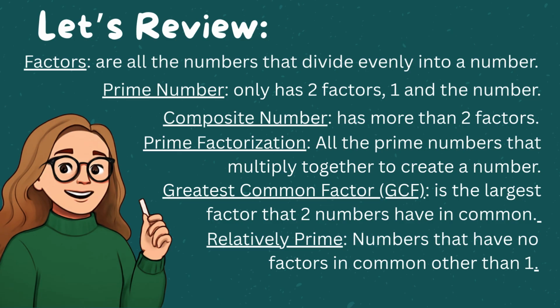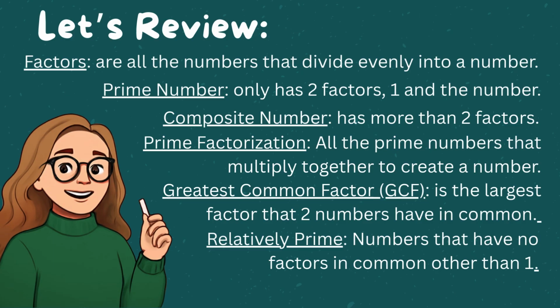Well, there were a lot of terms today, so let's take a minute and review. Factors are all the numbers that divide evenly into a number. A prime number only has 2 factors, 1 and the number. A composite number has more than 2 factors. So a composite number would be like 4 because 1 times 4 is 4 and 2 times 2 is 4. So they have multiple numbers that multiply together to give you the number.